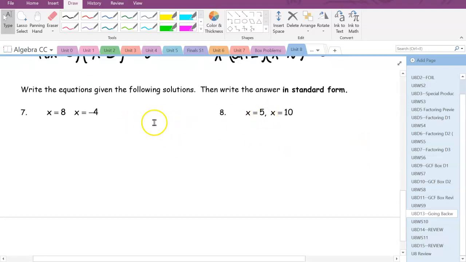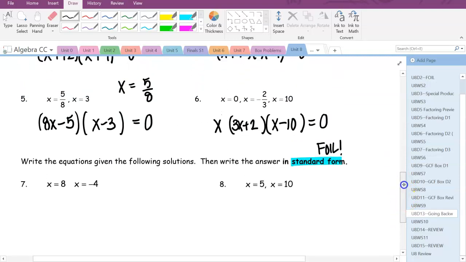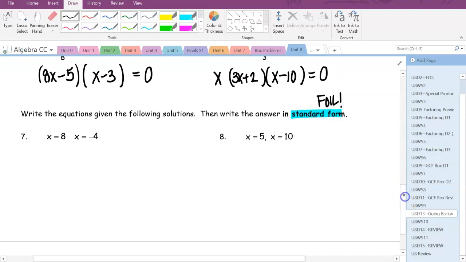All right, we have 2 more. And this time, we're going to put our answer in standard form. That means we will FOIL or multiply this out. All right, so what I want you to do is pause the video for a second. I want you to try to write this in factored form first, okay, like we did up here, and then we'll review how to FOIL it again. All right, go ahead, pause the video, give it a try yourself.